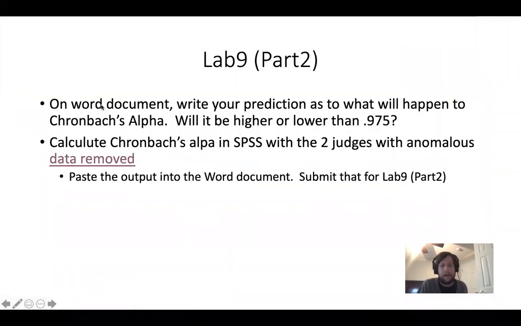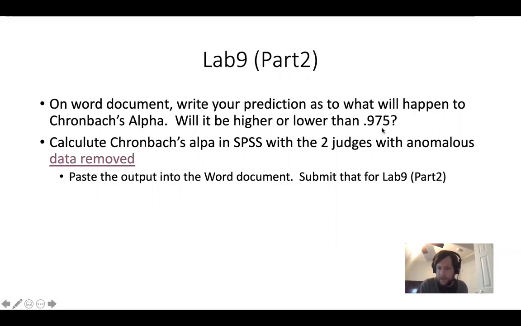So you're going to have a Word document. And first, I want you to write your prediction as to what will happen to Cronbach's alpha. I basically calculated Cronbach's alpha for the 22 judges. We removed the scores of those two, I'll call them anomalous judges, where the pattern of those scores was not the same as the pattern for all of the other judges. And the question I have is, what do you think will happen to Cronbach's alpha? When I calculated Cronbach's alpha for the 22 judges, it was 0.975.